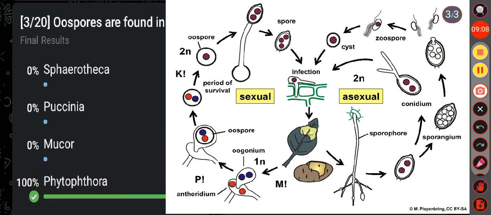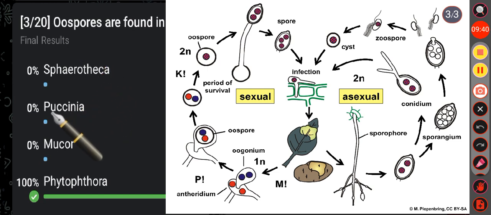And we know Phytophthora is a genus of plant damaging Oomycetes whose member species cause economic losses on crops worldwide, as well as environmental damage in natural ecosystems. Okay. Then see the other option, that is Sphaerotheca. Sphaerotheca is a genus of Ascomycetes fungi and oospores are not found in this group.